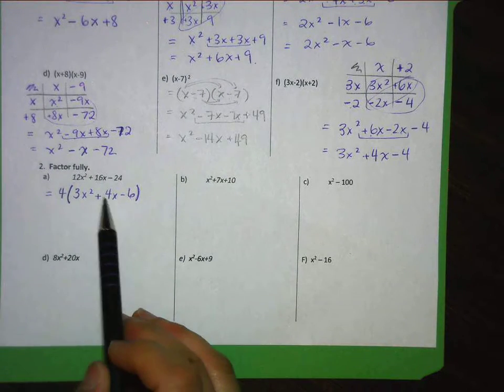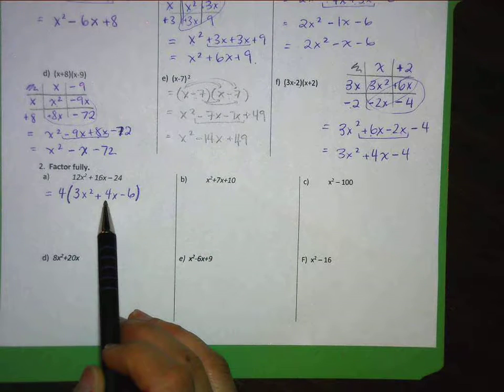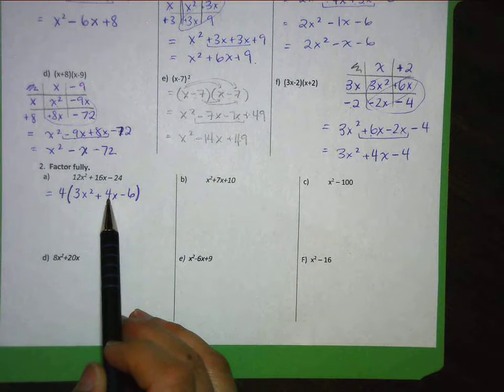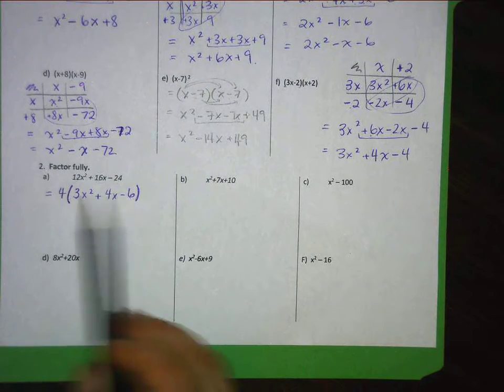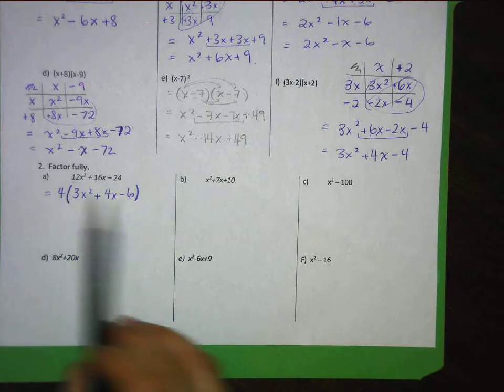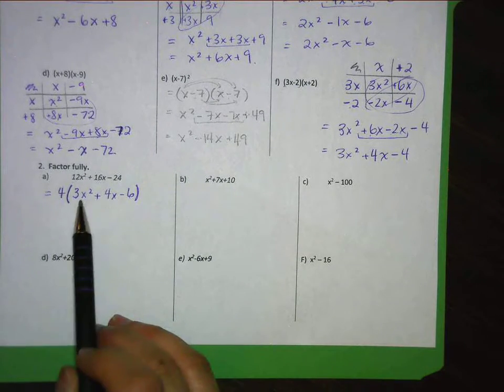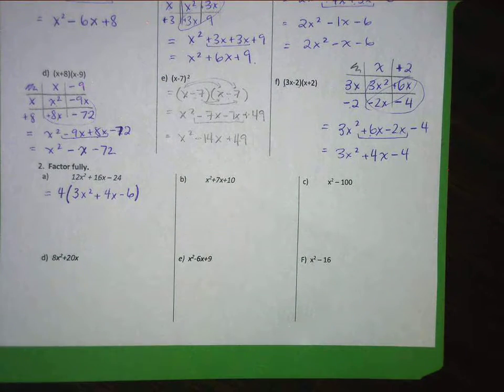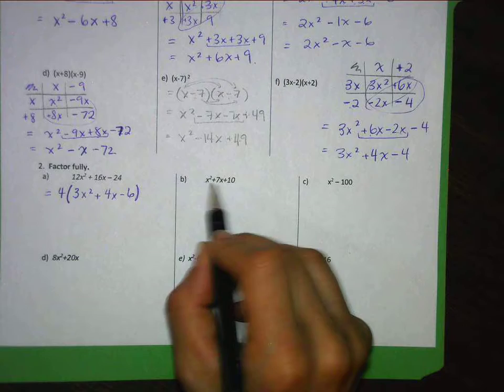I can't divide out a 3 because this is not divisible by 3. Can't divide another 2, can't divide another x. That's fine. And I can't factor a trinomial that has this not being a 1. So I'm done.